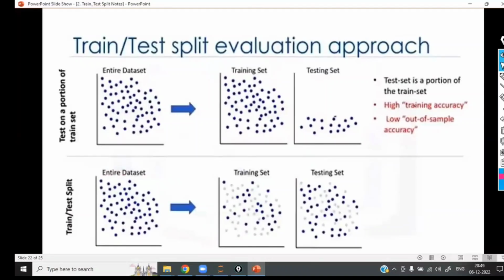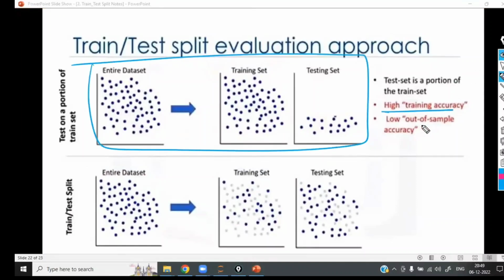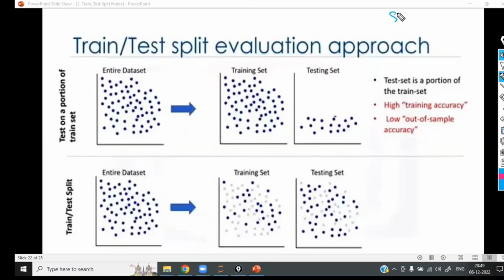In the last case, for example, here it is called high training accuracy. There will be low out of sample accuracy, meaning low test accuracy. In colleges, for example, a person will have 80% in BTech, but in the interview, there is no job. 80% BTech knowledge is there, but no job. Is there any logic?